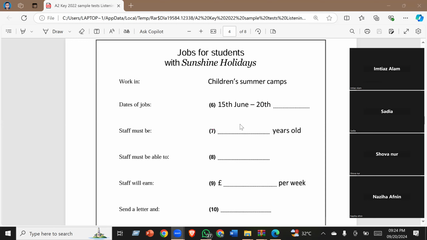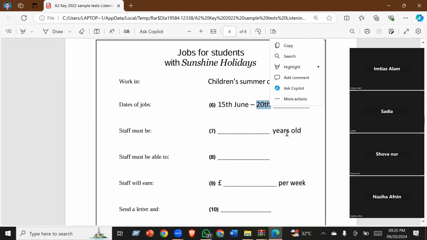Suppose you can see question 6, and this is 15th June to 20th. So the initial word is 20th. Can you see 20th? Whenever you hear the audio, you have to listen for this word, 20th, and your answer will automatically be there, because after 20th there will be the answer. So in fill in the gap questions, you have to remember the initial words or afterwards words.